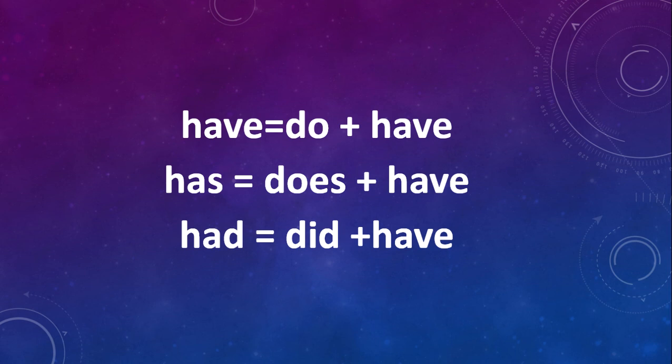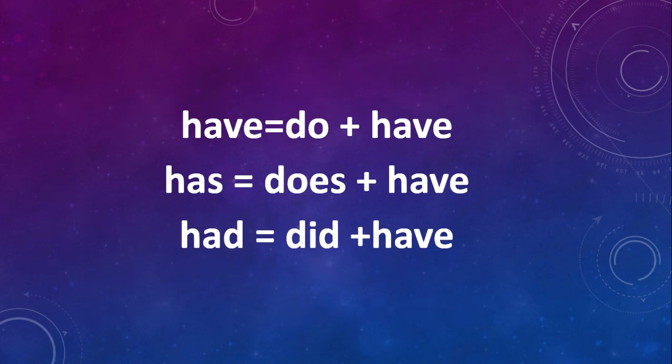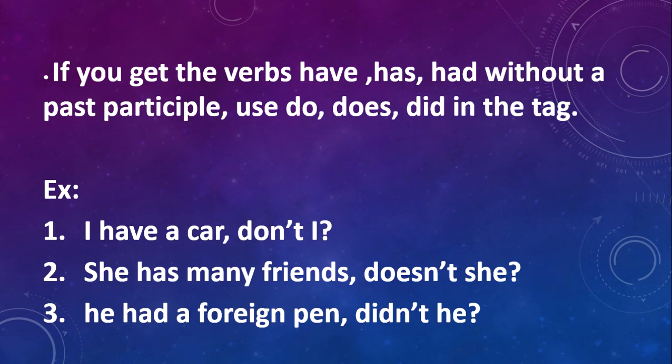We will relate this with the previous slide now. Have is equal to do plus have. Now look at the sentence. I have a car. Have is present here. So what is the rule for have? Have is equal to do plus have. So check the first word, do. Use the do here, and then the sentence is positive. Use the negative tag n apostrophe t and then followed by the pronoun. Don't I. Look at the second sentence now.